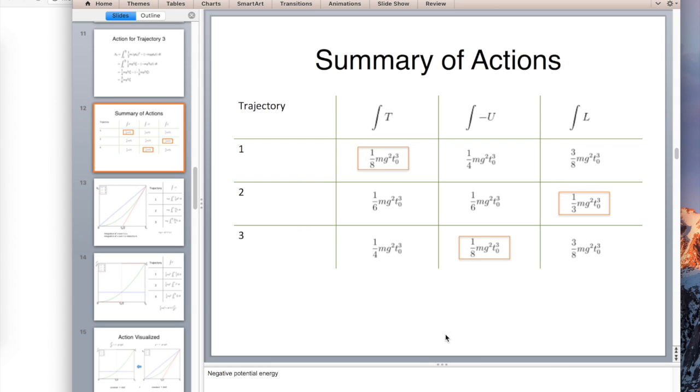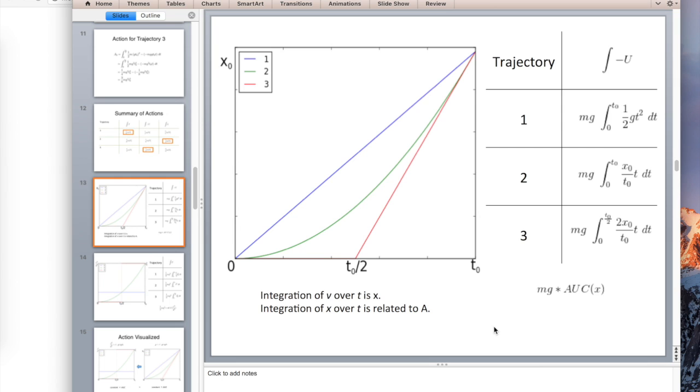So this is actually how to choose a trajectory that follows the least action. You basically calculate this integration and pick the least action. So let's think about the calculation of the action more intuitively.